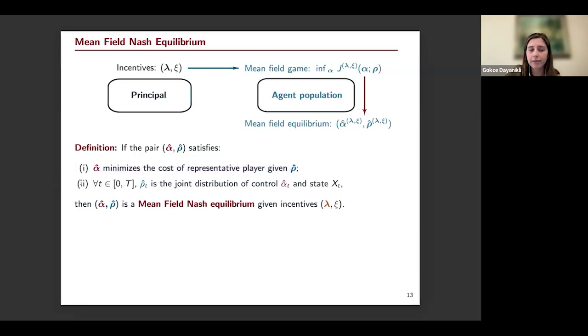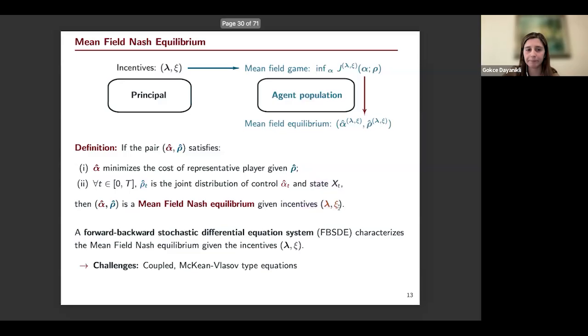The second part is the regular fixed point condition that we observe in the Nash equilibrium definition, which means that this joint distribution should be the joint distribution of the best response control and the state induced by it for the representative player. This is because the players are taken as identical, so all of them should behave in the same way. In this way, we say that this control and joint distribution couple is the mean field Nash equilibrium given the incentives lambda and psi.